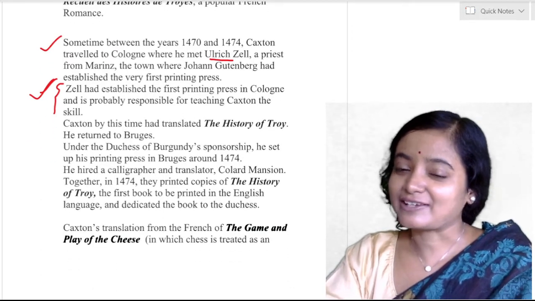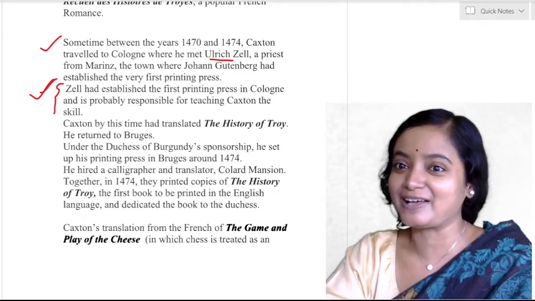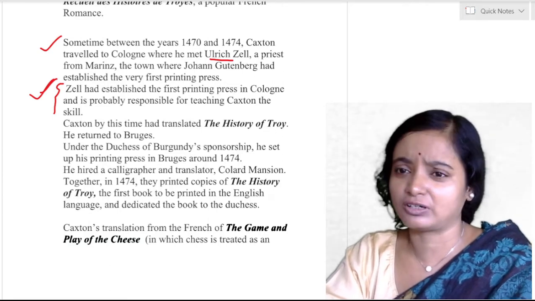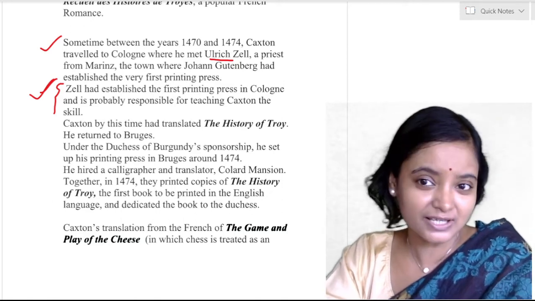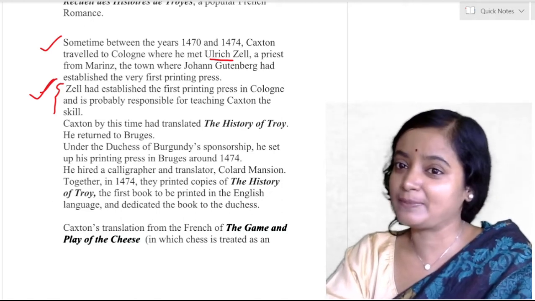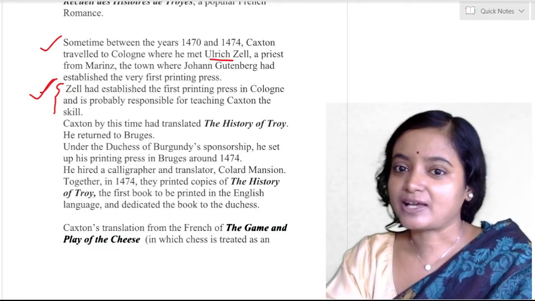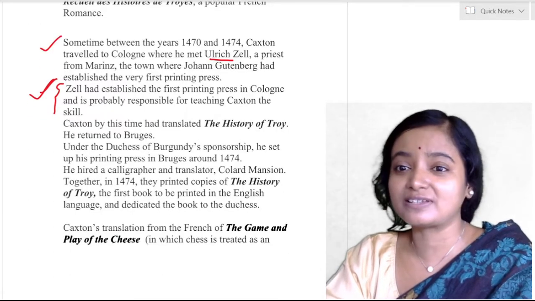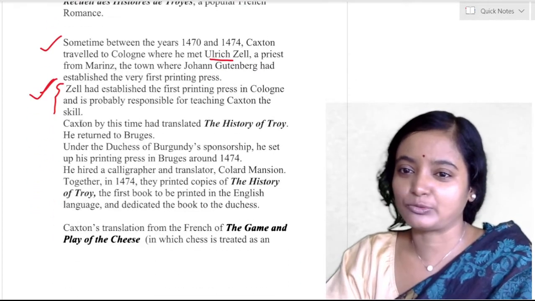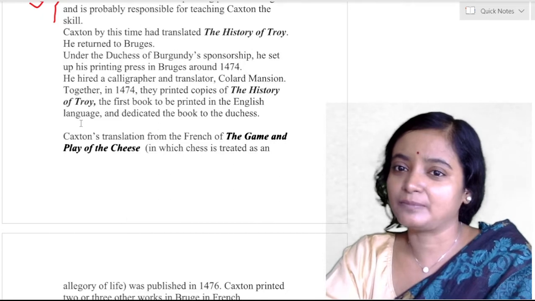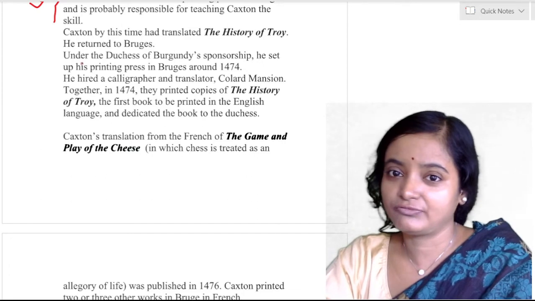By this time, Caxton had reached the source where the first printing press of Europe was established, by Johannes Gutenberg around 1442-50. He met a person who already had the experience and knowledge of that, and that helped him a lot to establish his own printing press after coming back to England. Caxton by this time had translated the history of Troy. What was the history of Troy? That was already given to him by the Duchess to translate. So he finished that work just then, and under the Duchess of Burgundy's sponsorship, he set up his printing press in Bruges around 1474.